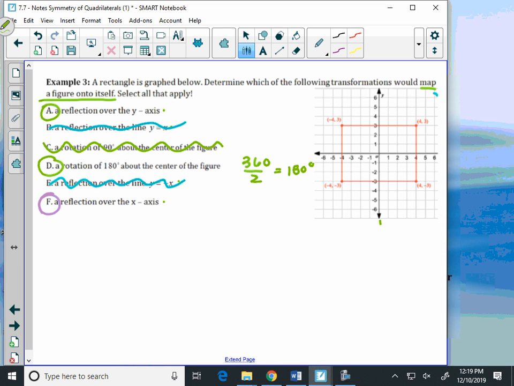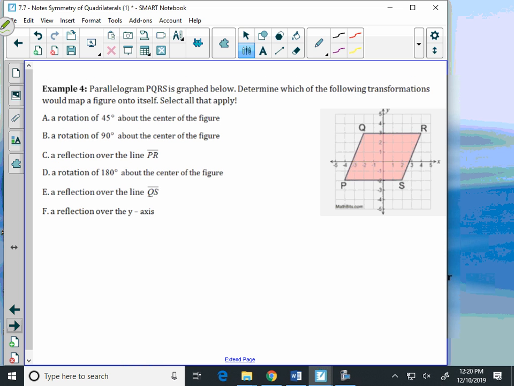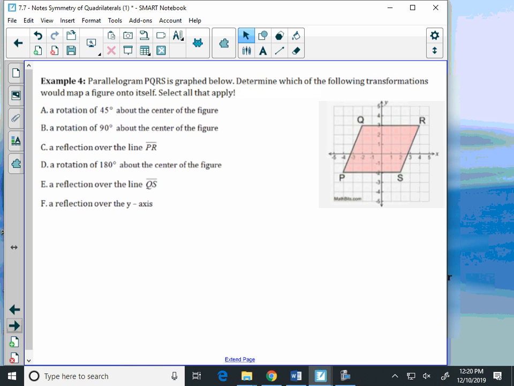Questions over that? If we take a look at example 4, we have a parallelogram that's graphed below. We're going to determine which of the following transformations would map the parallelogram onto itself.